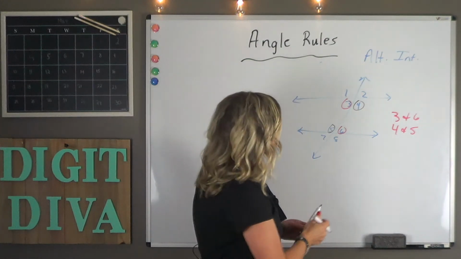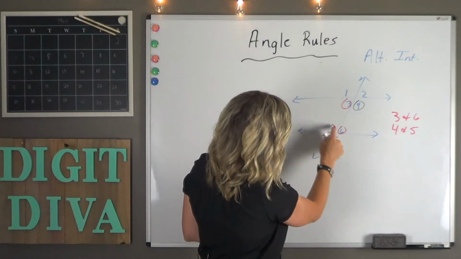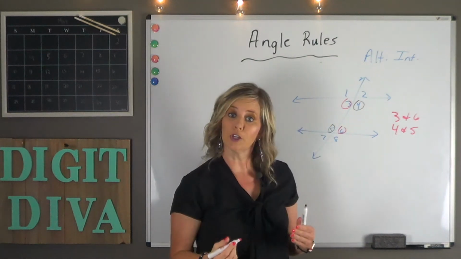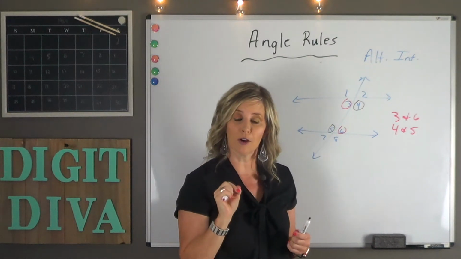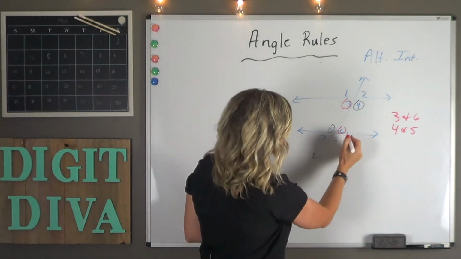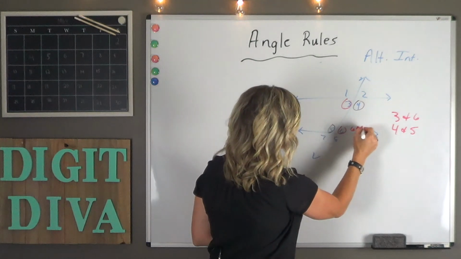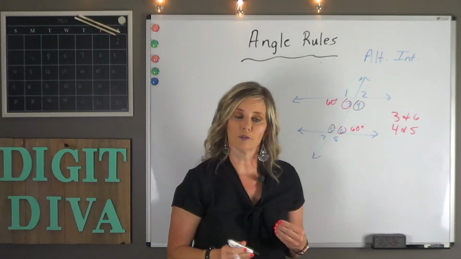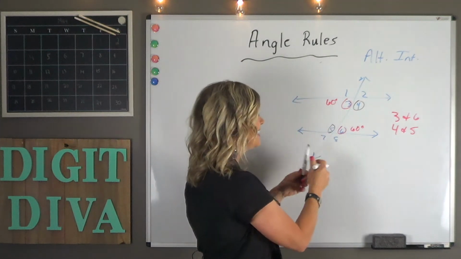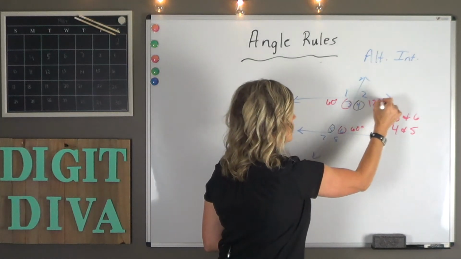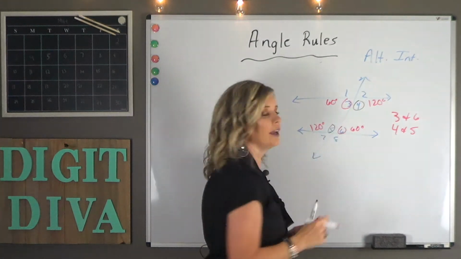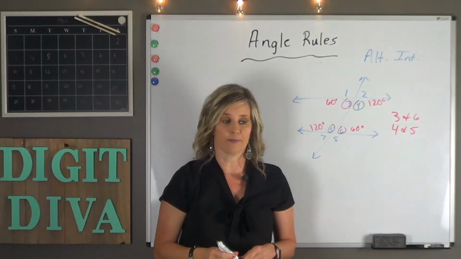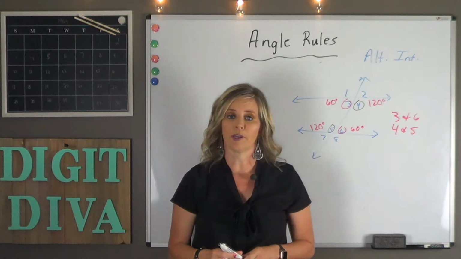So if 3, let's see, I can tell 3 and 6 are going to be my acute angles because they're smaller than an L. They're acute. Let's say they look like they're about 60 degrees. Okay, so they would both be 60 degrees. They were my acute angles. They're congruent, 3 and 6. That leaves 4 and 5 being 120 degrees. Okay, again, they have to add up to 180.